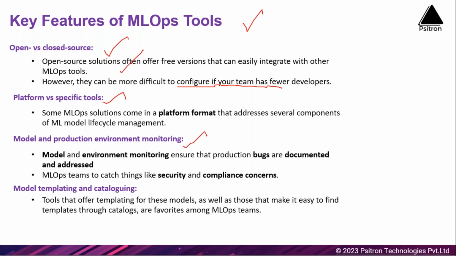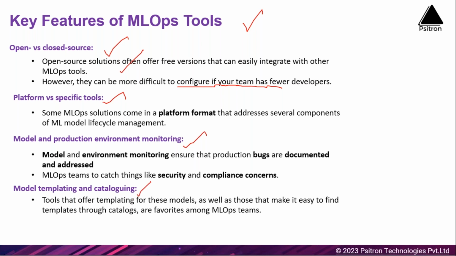Then you need to look for a tool which provides model and production environment monitoring. Very, very important, because building pipelines itself doesn't add value. You need to monitor that ML model in production, and you need to monitor the entire infrastructure that you have deployed. So for that, you need to check whether the tool you're going to pick offers model and environment monitoring, logging bugs, documenting and solving them in the meantime.